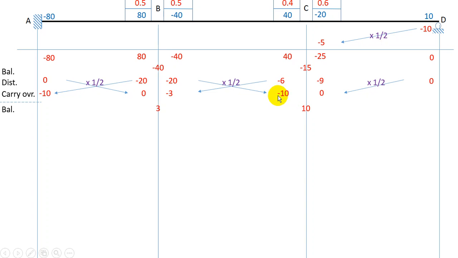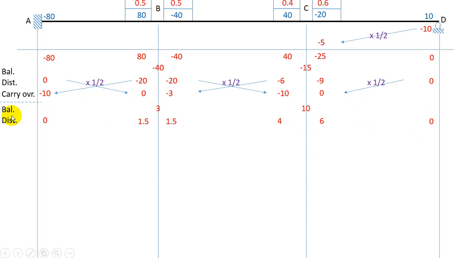Same here, minus 10 plus 0 is minus 10. To resist it, my beam has to provide plus 10. Second step is distribution. I distribute this. 3 into 0.5 is 1.5, 1.5. Again 10 into 0.4 is 4 and 6. And here it is 0.